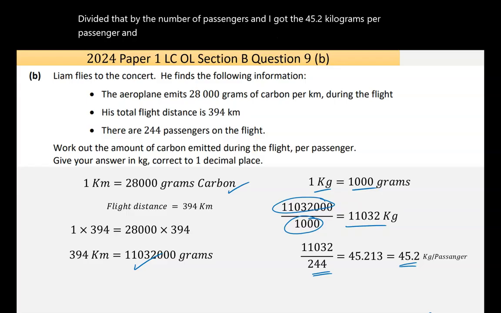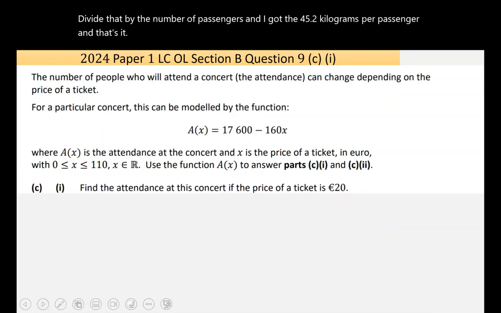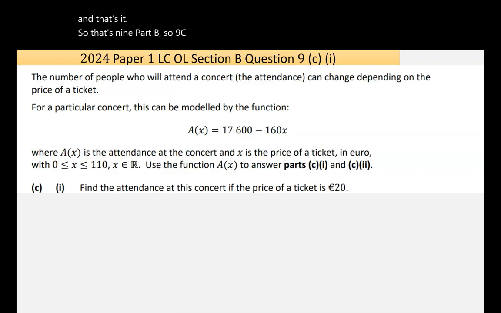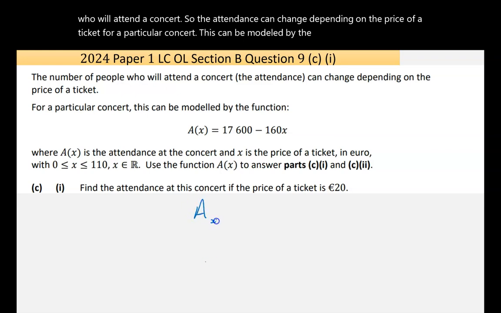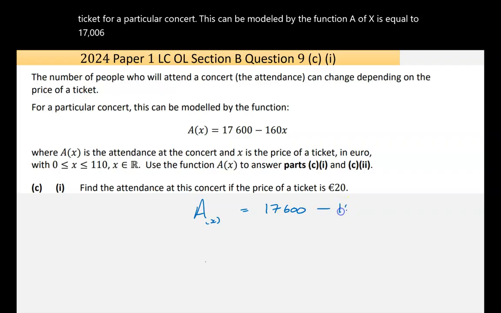And that's it. So that's 9 part B. 9C part 1 says the number of people who will attend a concert, so the attendance, can change depending on the price of a ticket. For a particular concert, this can be modeled by the function A of x is equal to 17,600 take away 160x. Now, this is a linear model.